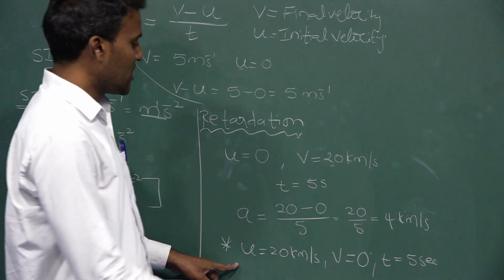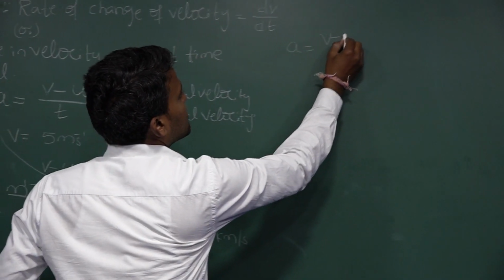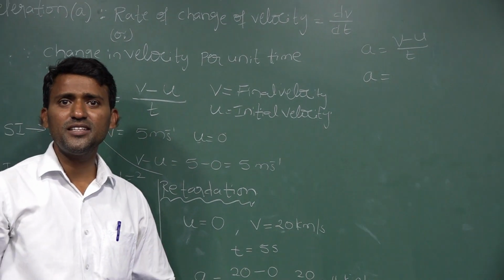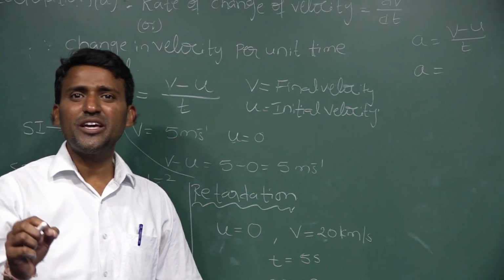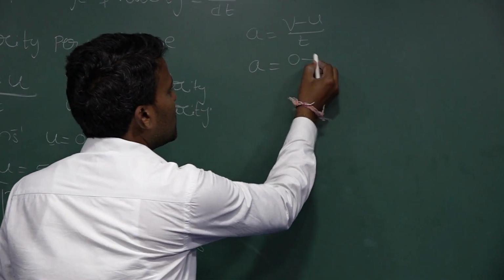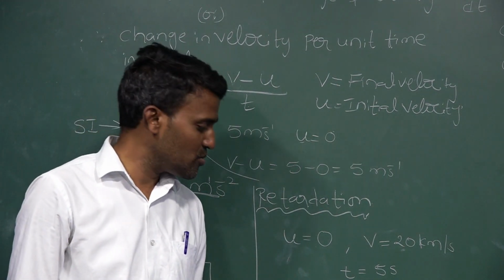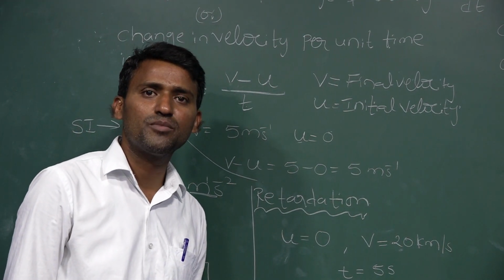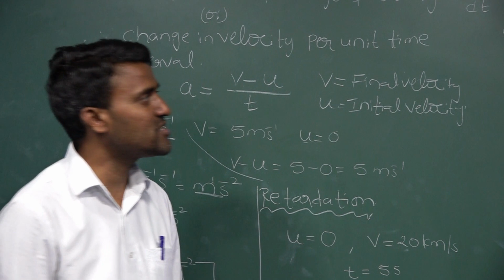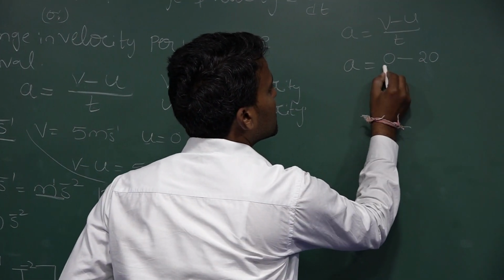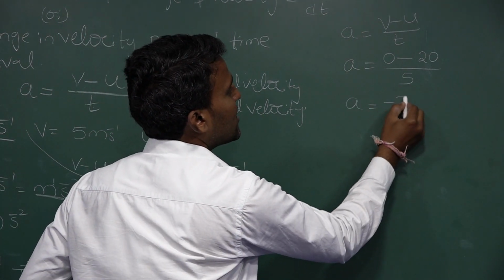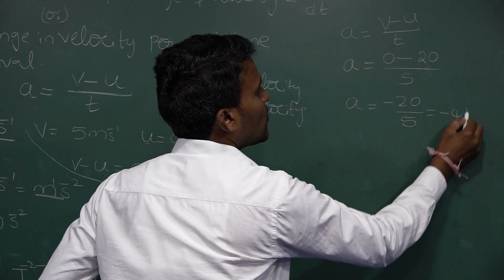Again we apply the formula a equal to v minus u divided by t. What is the final velocity? When they reach home, they come to the rest position, so the final velocity of the vehicle is 0. They come to 0 from the maximum velocity of 20 kilometer per second, so the initial velocity is 20 kilometer per second. u is equal to 20 kilometer per second, divided by the time. In how many seconds? It is 5 seconds again. So a equals minus 20 divided by 5, which is minus 4 kilometer per second.